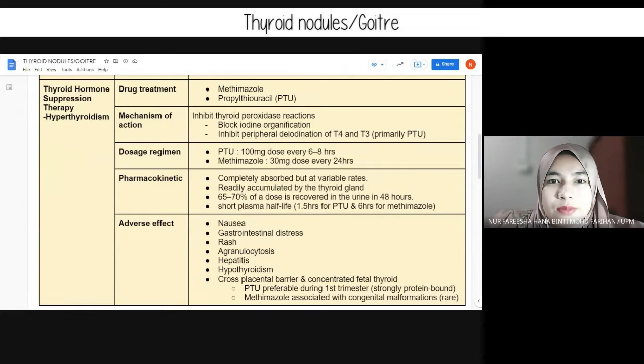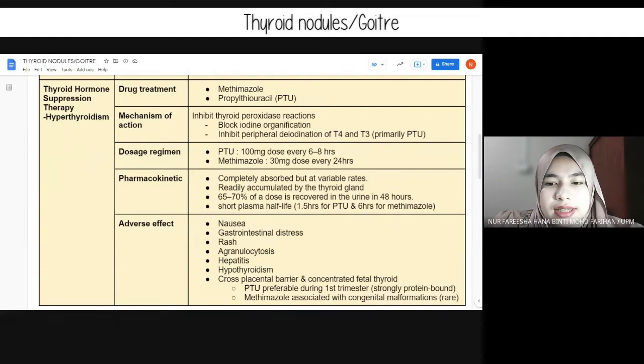Pharmacokinetics for methimazole and propylthiouracil: it is completely absorbed but at variable rates, and it is readily accumulated by the thyroid gland, and 65 to 78% of the dose will be recovered in the urine in 48 hours. It has a short plasma half-life: 1.5 hours for PTU and 6 hours for methimazole. The adverse effects for methimazole and propylthiouracil include nausea, GI distress, rash, granulocytosis, hepatitis, and hypothyroidism.